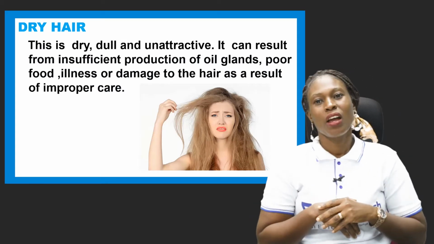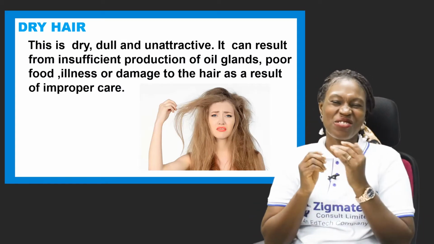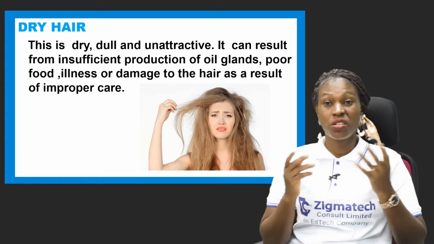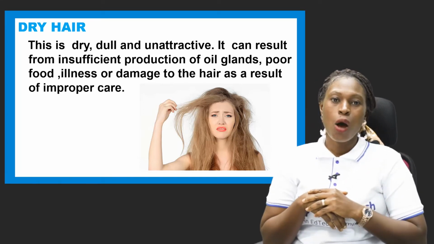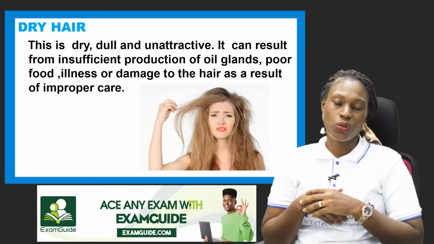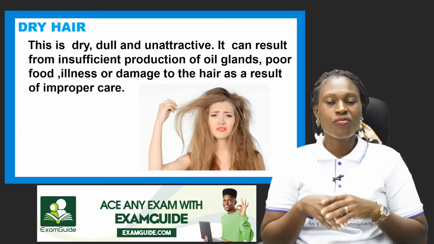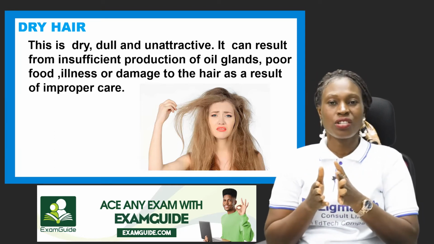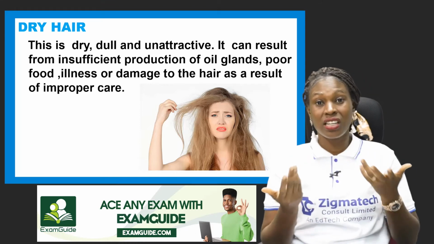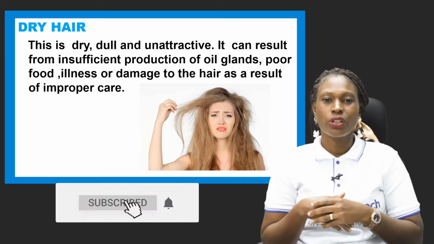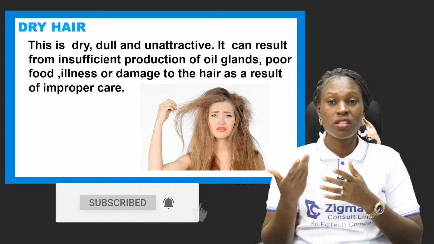Dry hair. We have dry hair. Now, this is dry, dull, and unattractive. It can result from insufficient production of oil glands, poor food, illness, and damage to the hair as a result of improper care. Now, all these can happen when you do not take care of your hair. You can actually have dry hair. Sometimes it's natural. Some people just have this dry hair.